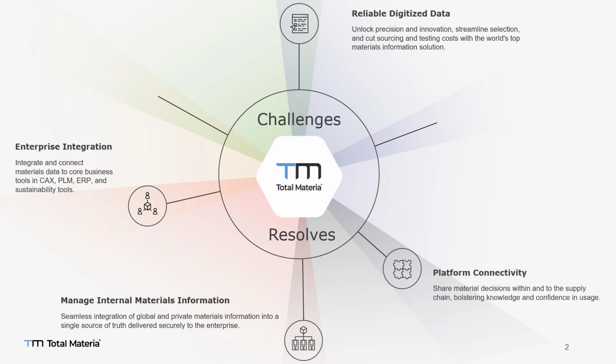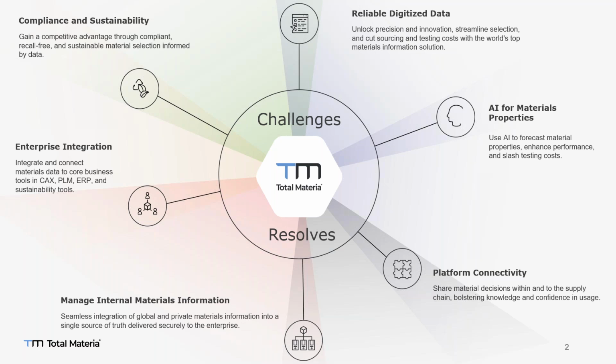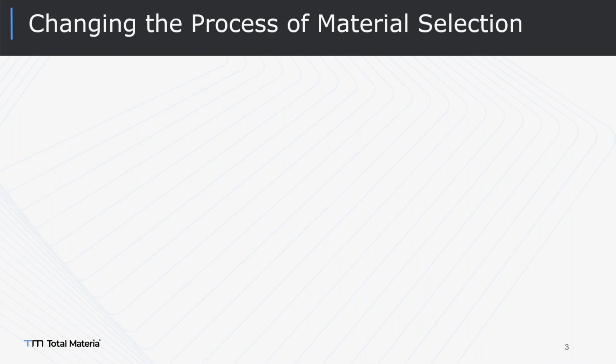Integrator, and platform connectivity is important. In the AI era we have an AI tool, and we have a new version of Predictor. I would like to introduce you to Predictor very soon. And compliance and sustainability, carbon footprint, finding the greener material is also very important, right? Changing the process of material selection.